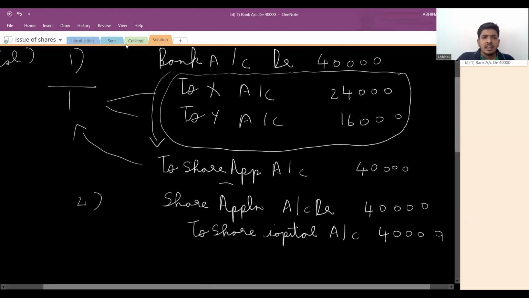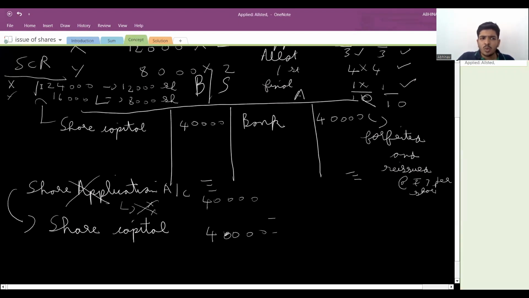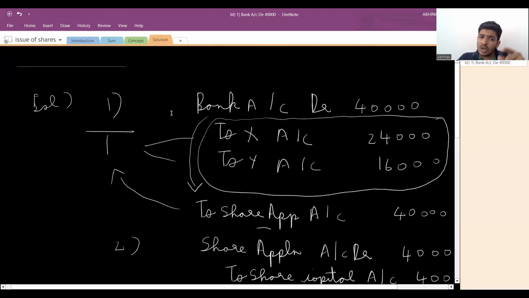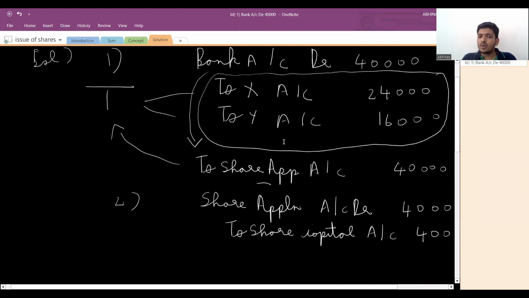In the concept here, I told you first X and Y applied. And then the company, after a few days, tells you, yeah, I confirm that you become owners. What if the company confirms only X to be the owner and says to Y, no, I don't want you to be the owner? There are only a few reasons why it can say that, they'll come in the next questions. But the company can say, I want to allot shares only to X. So in this case, Y won't be allotted. Y's amount will not get transferred to share capital account.